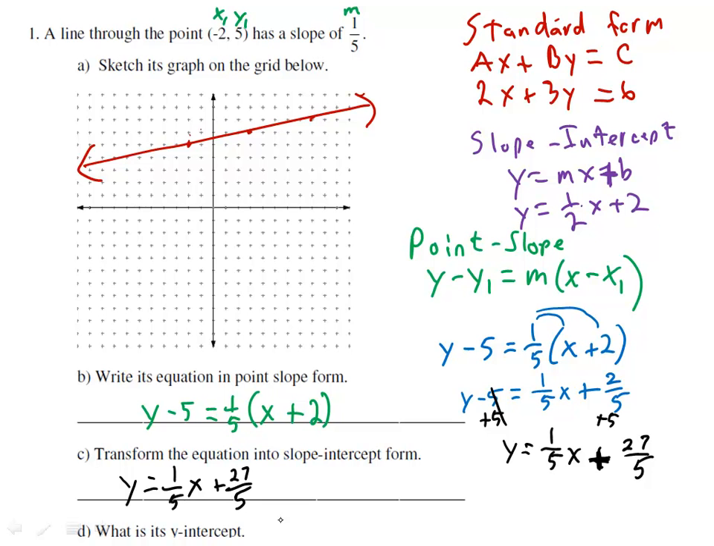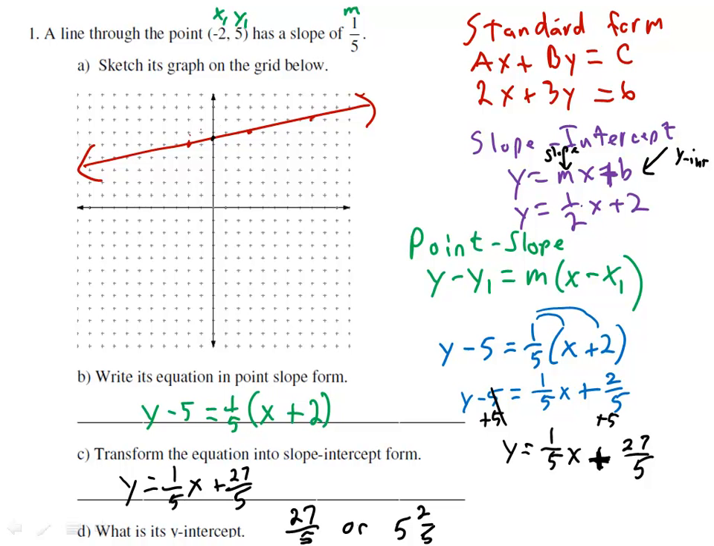What's the y-intercept? Well, remember, y equals mx plus b. Slope-intercept form, that's the y-intercept there, the b. And the slope is the m. All right, so 27/5. Or you could have had 5 2/5. And you can see, looking up at our line that we did, that's about where it crosses, right there.